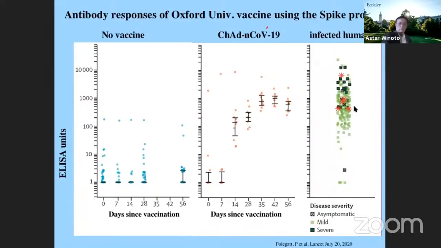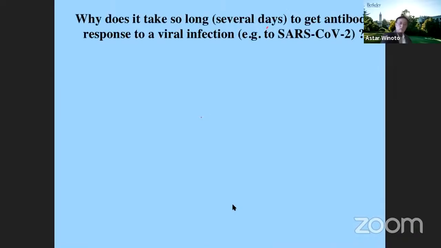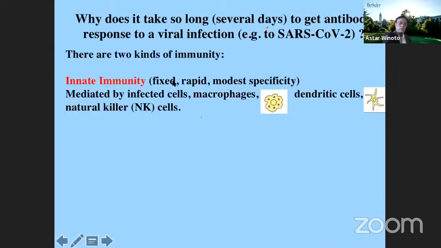Okay, so why does it take so long? That's the question that I'm going to address quickly. Why does it take 2 weeks to get this antibody response? Well, there are two kinds of immunity, like Prof. Iris has said before. Innate immunity, or Immunitas bawaan, is fixed, is rapid, but has very modest specificity. And innate immunity is mediated by infected cells, yang udah kena infeksi, a group of cells called macrophages, dendritic cells, natural killer cells, and many other cell types that I'm not mentioning here.